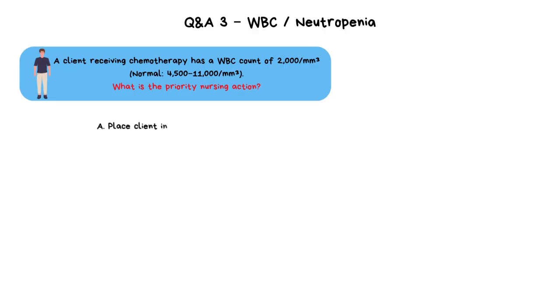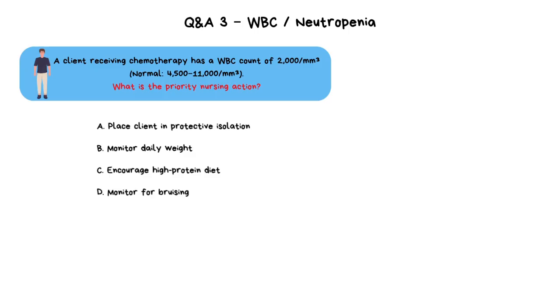Option A: place the client in protective isolation. Option B: monitor daily weight. Option C: encourage a high-protein diet. Option D: monitor for bruising. Pause and select your answer. The correct answer is option A: place the client in protective isolation.